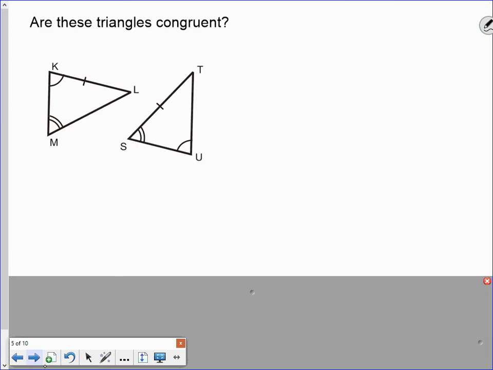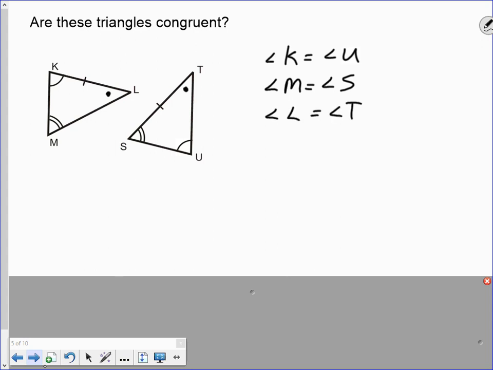Are these triangles congruent? Well, let's see what we can say here. We can say that angle K is equal to angle U. We can say that angle M is equal to angle S. Once we know that two angles are the same, we know that the third one is going to have to be the same as well. So we can say that angle L is equal to angle T.